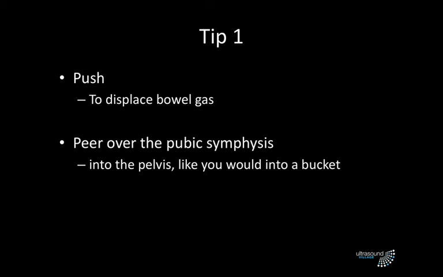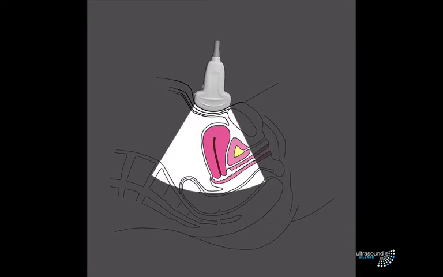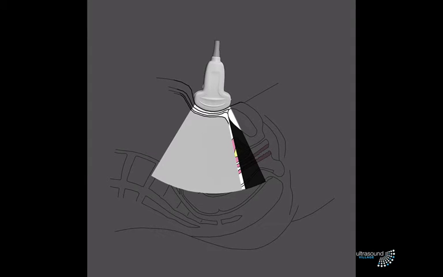So push down and look in. Here is what you should see, and this time the shadow made by the symphysis pubis is less prominent. If you're unlucky, there'll still be bowel gas in between the uterus and the anterior abdominal wall, and you won't see much at all. But generally, by pushing like this, you move the air out of the way.